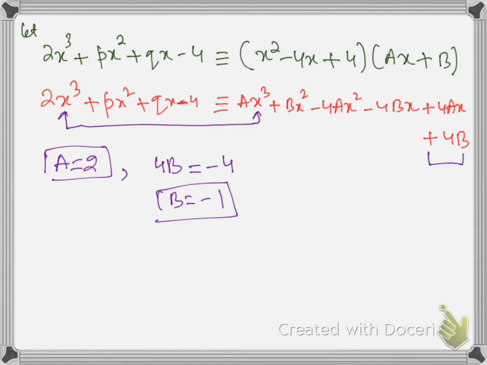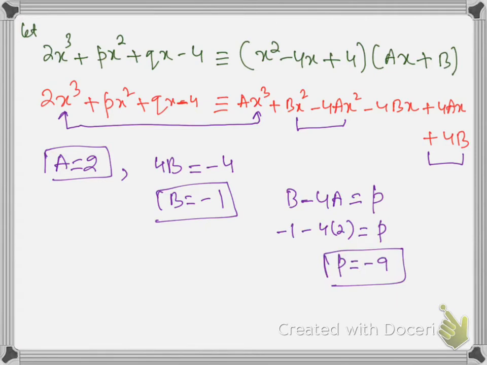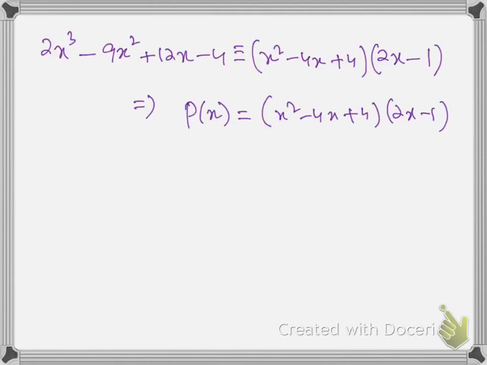Now compare the coefficients of x square on both the sides. On right hand side we have two terms containing x square, which are b and minus 4a. So these two terms will be equal to p, which is the coefficient of x square on left hand side. By substituting the values of b and a, we can get the value of p. Therefore p is negative 9. Now we have hence this is the completely factorized form of p of x.